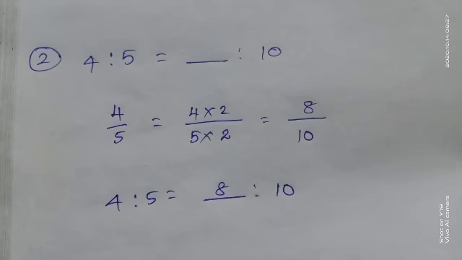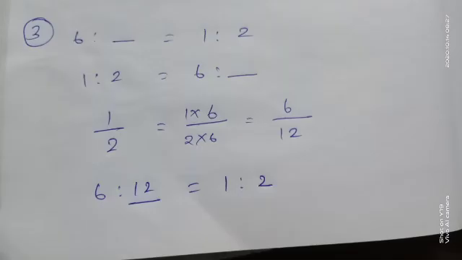So, the answer is 4:5 is equal to 8:10. Move on to the third sum. 6 is to dash is equal to 1 is to 2. We should interchange the question into 1 is to 2 which is equal to 6 is to dash. If you are getting like this only, we can find the answer.